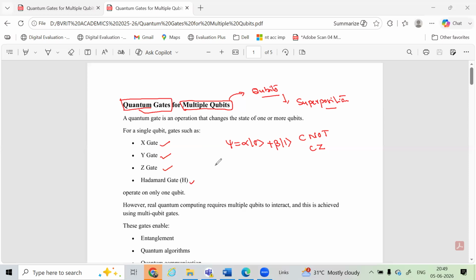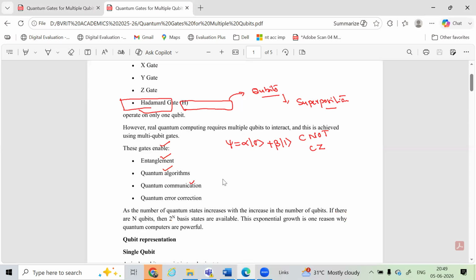And coming to the multiple qubit point of view, for what purpose do we need to study multiple qubits? Obviously, the speciality of multiple qubits is that it creates entanglement. This is one of the most important concepts related to entanglement and quantum algorithms. Quantum communication means how we can communicate data from one place to another, and how we can correct the information, like error correction. This part we need to understand.